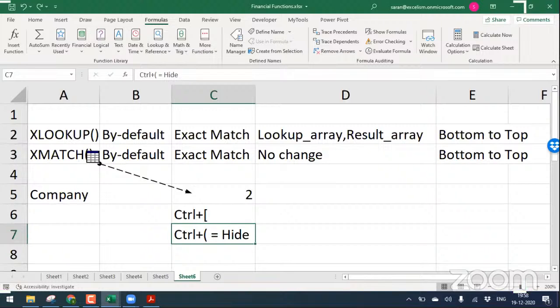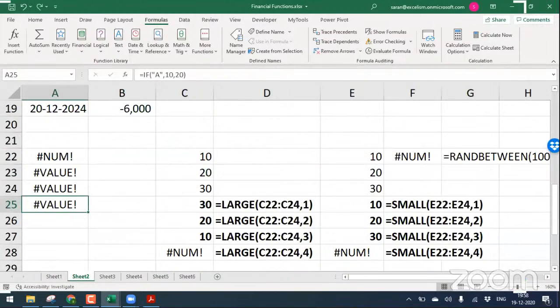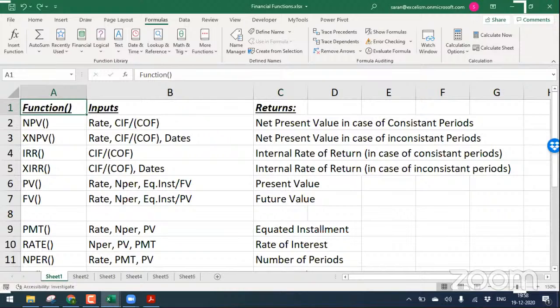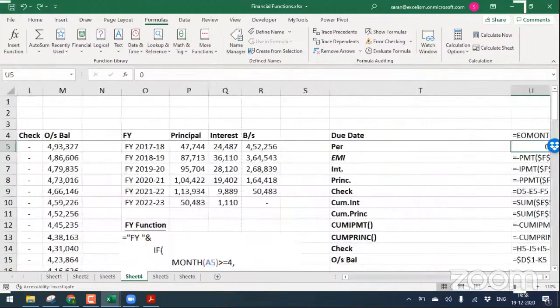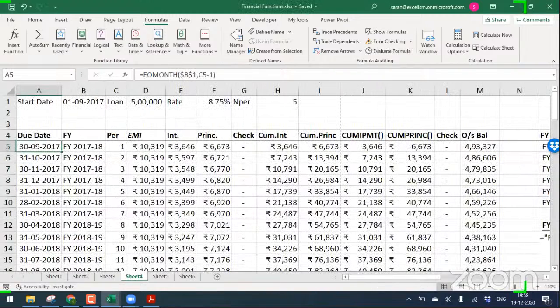Okay, that's all. I think I tried my level best giving you the important financial functions in many different ways, including the calculation of the EMI table, for which we used some of the date functions we already covered, EOMONTH and the financial year function. With this, you can calculate this type of sheet. That's all, guys. Thank you so much.